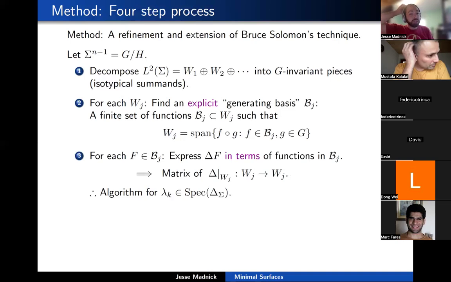Okay, and then in step 3, because of the nature of this generating basis, to find a matrix that represents the Laplacian, it just suffices to compute the Laplacian on these functions that make up the generating basis. So what you have to do in step 3 is just calculate the Laplacian of f and express the result in terms of the generating functions.